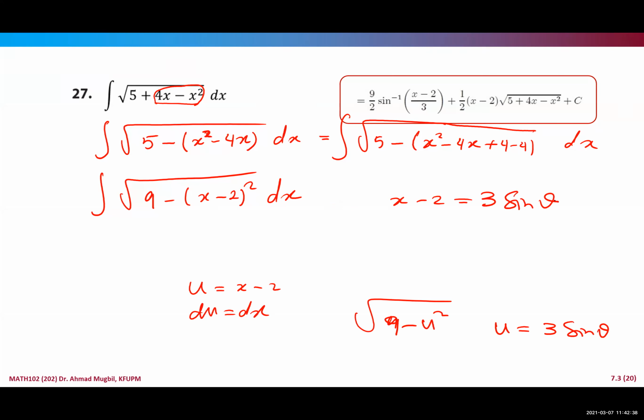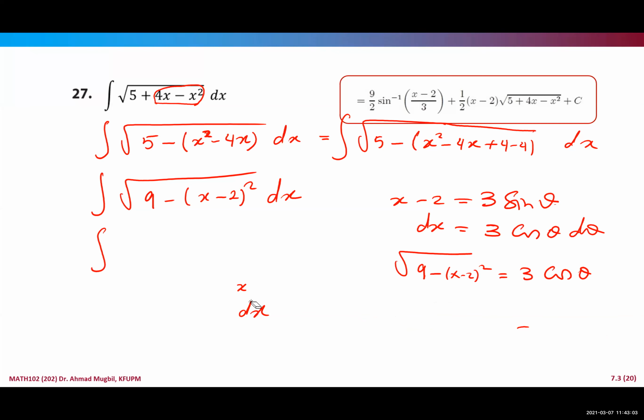Okay, now according to that, dx will be 3 cosine theta d theta. Now I will go back to my integral. What will be the radical? It will be 3 cosine theta, because this will be 9 minus 9 sine squared. 9 will go out as a 3. 1 minus sine squared is cosine squared. Under the radical, it will be cosine theta. So here we will have 3 cosine theta in place of the radical, and dx is 3 cosine theta d theta.